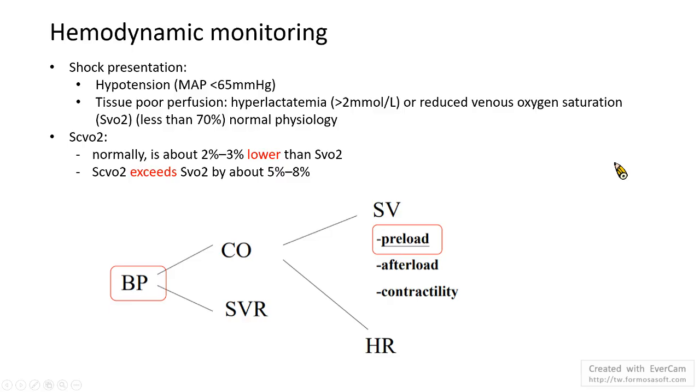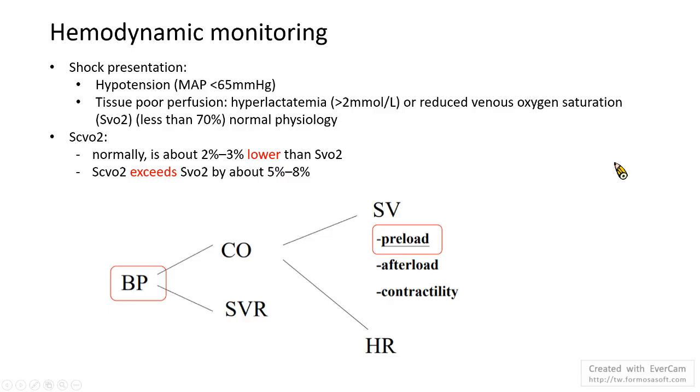All right, so first of all, as a quick review of our hemodynamic monitoring, we all know that shock is defined as hypotension, with the mean arterial pressure below 65, but not only hypotension, but also tissue hypoperfusion, which is defined as hyperlactatemia and/or reduced venous oxygen saturation. So here we look at the venous oxygen saturation, which is defined as less than 70% compared to normal physiology.